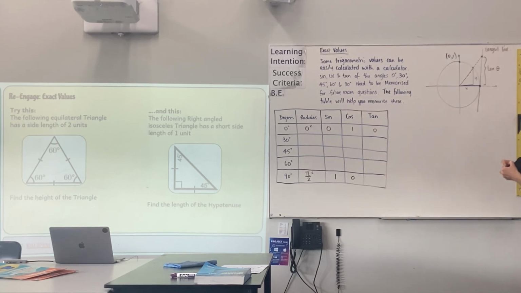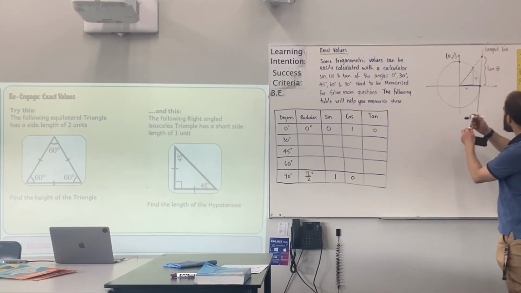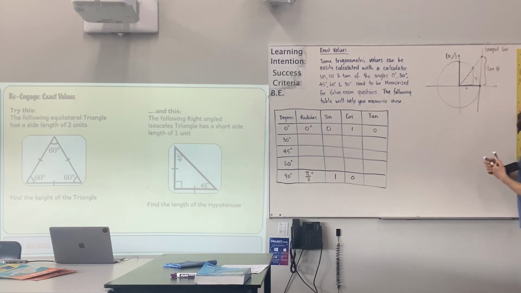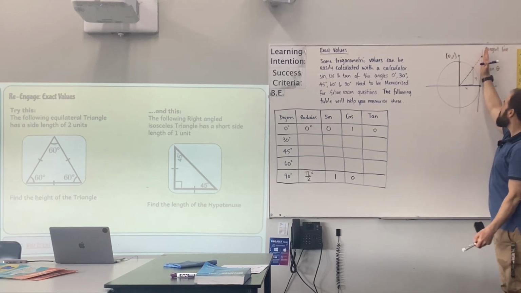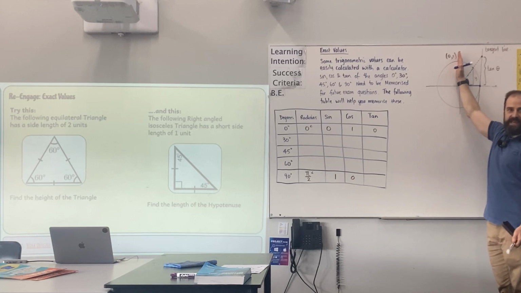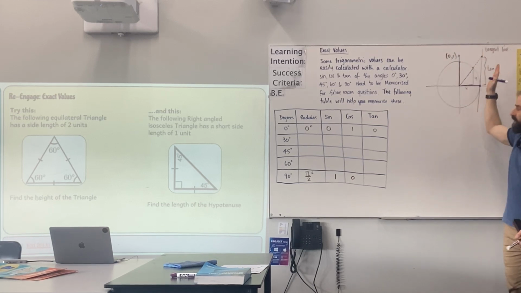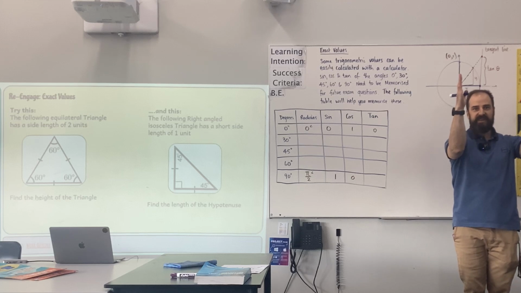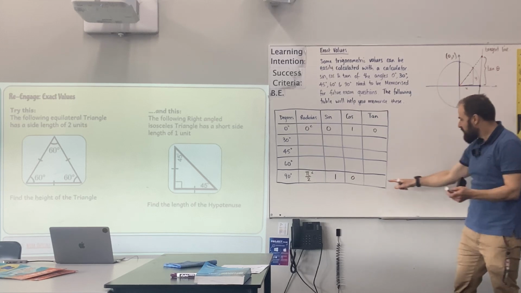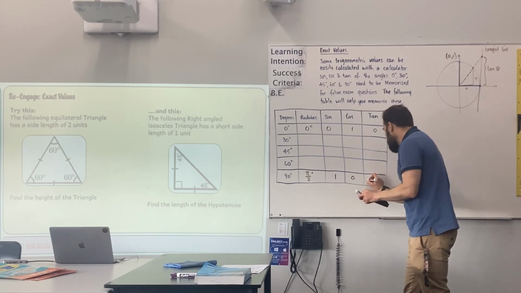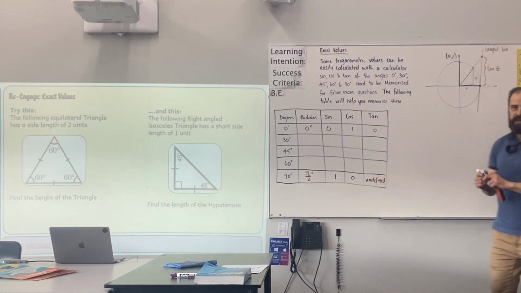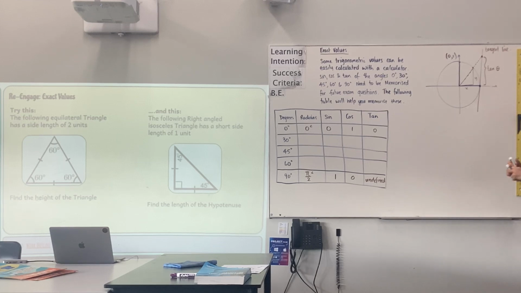If I was at 90 degrees and I was going straight up there, what happens to the tangent line and my line here? They're parallel lines. Those two lines are parallel, they're never going to meet. So tan of 90 degrees is actually undefined because the two lines never meet, it doesn't work. So that's the first way we can think about tan.